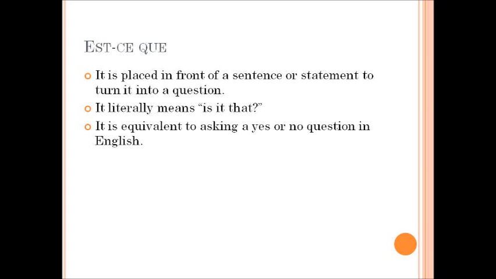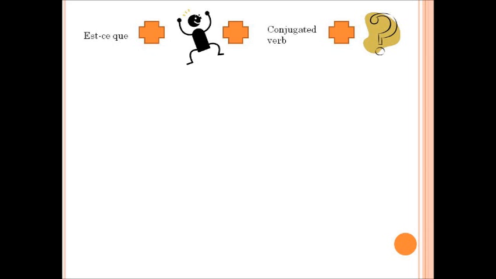The second form of asking a question is using est-ce. It's placed in front of a sentence or statement to turn it into a question. It literally means, is it that? It is equivalent to asking a yes or no question in English. Here's our placement. You put est-ce first, then your person or subject, then your conjugated verb, and your question mark.